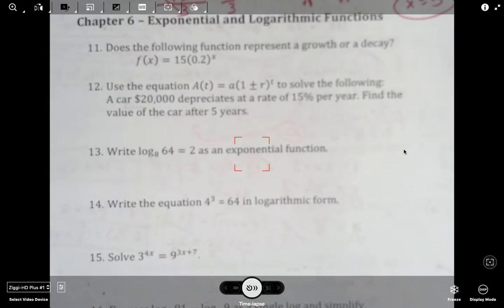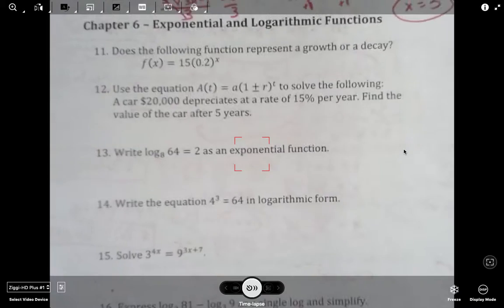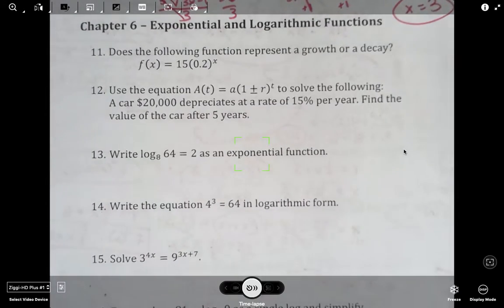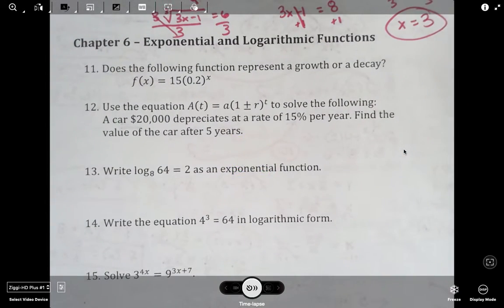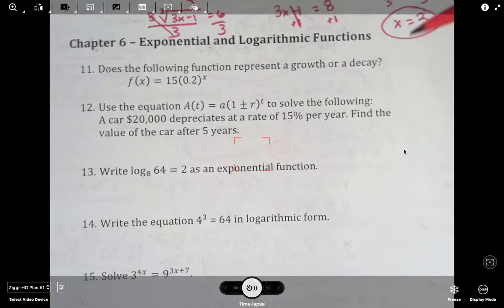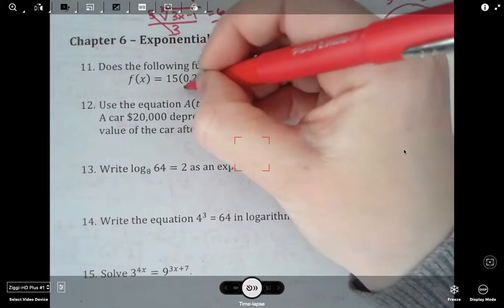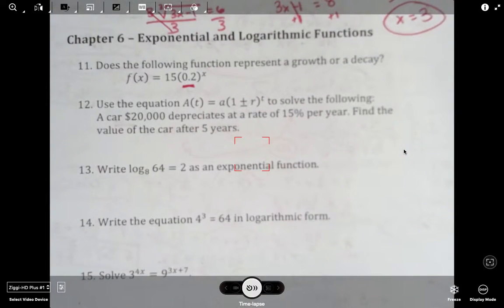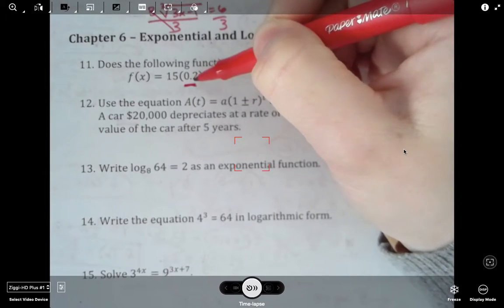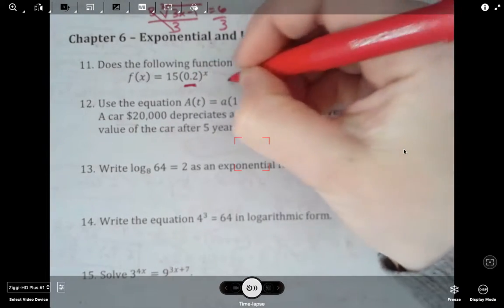Does the following function represent a growth or a decay? But there's a 15. You're right. I just have to be the devil's advocate. Yes, this number right here is the only number that you're taking to the x power. The 15 doesn't matter because you're doing that afterward. You're taking it to the x power first. So because this number is smaller than 1, it's going to be a decay.